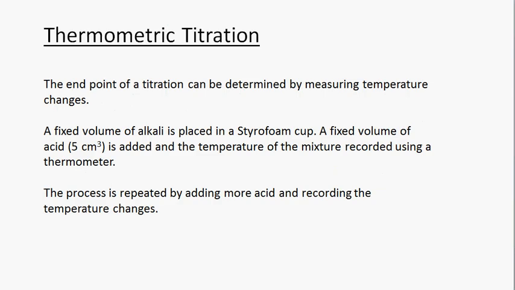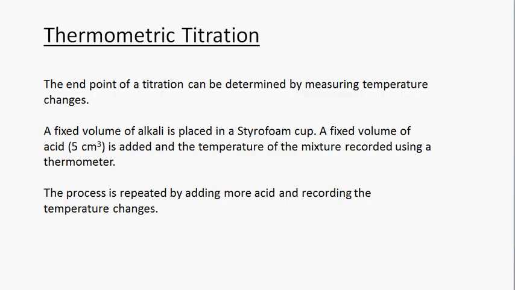Now, we have something called a thermometric titration. Essentially we can follow the course of a titration by measuring the temperature of the reaction mixture as we keep adding different volumes of the acid. Alright, so the endpoint of a titration can be determined by measuring temperature changes.